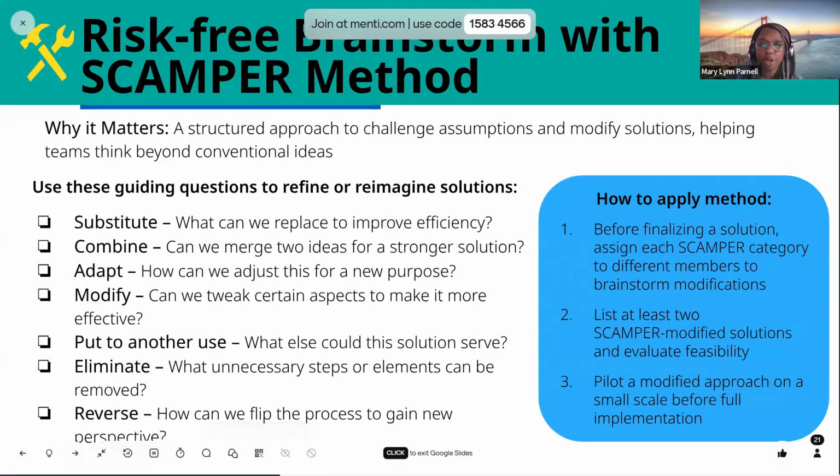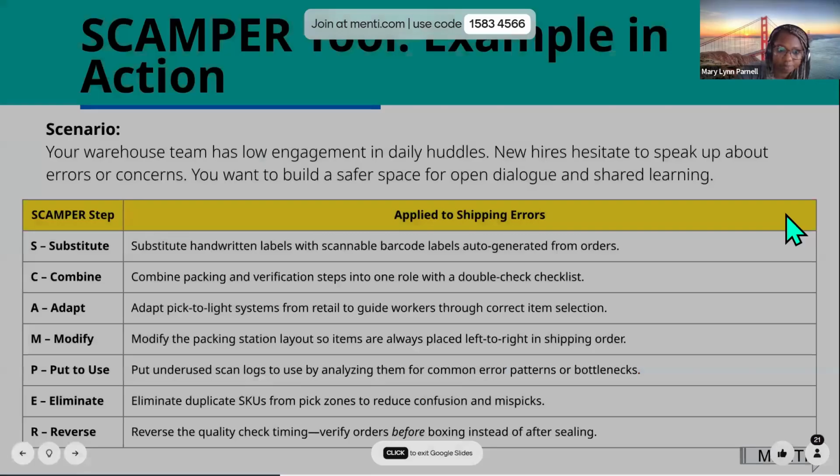Now, you'll do this a little bit more in depth in your skills lab, but before finalizing a solution, assign each SCAMPER category to different members to brainstorm modifications. And then list at least two SCAMPER modified solutions and evaluate feasibility. And then pilot the modified approach on a small scale before full implementation. So, really working on it as a team event.